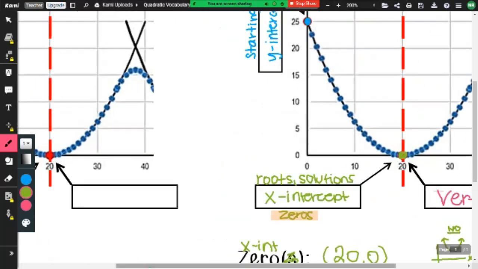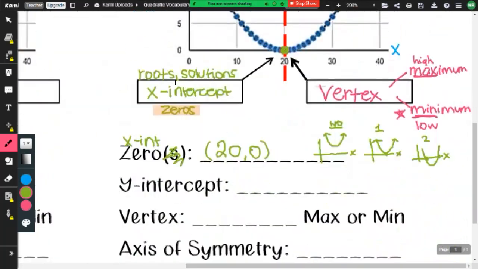Let me zoom in for those of you in the back. If there's no roots, that means it's not going to touch the x-axis at all. One root, it'll touch one time. It'll touch at the minimum or at the maximum. And most of our parabolas will have two roots. They will have two x-intercepts, but those are the only three options.